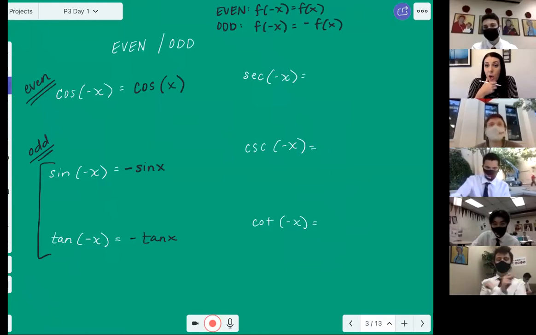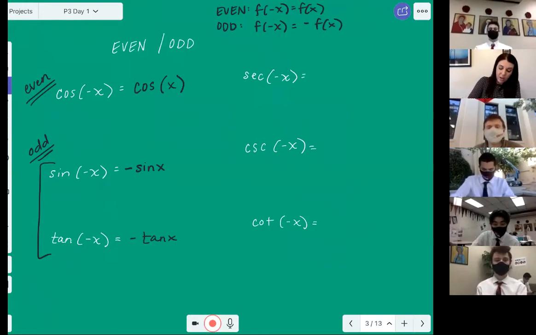Now, since cosine was even, its reciprocal is also even.